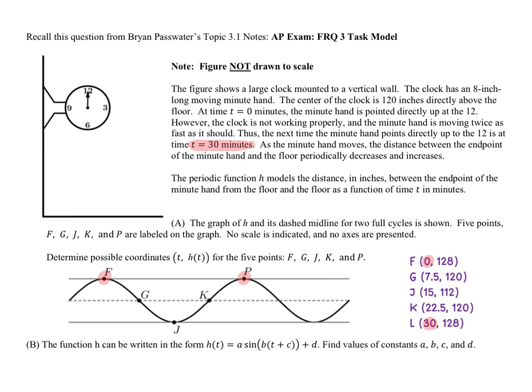Do y'all remember doing this? Okay. We also said that the amplitude of this, we didn't know that word then, but the amplitude was 8 inches because that's how long the clock hand is. So this would be 8 inches, this would be 8 inches, this would be 8 inches. Which is how we got these numbers. We also said that the center line, the center of the clock, is 120 inches directly above the center.